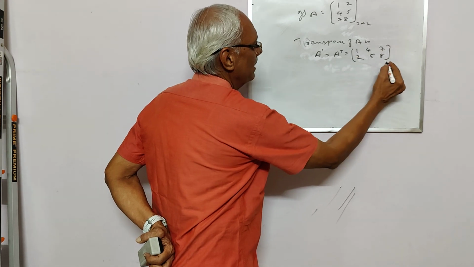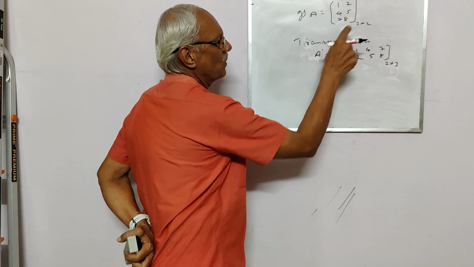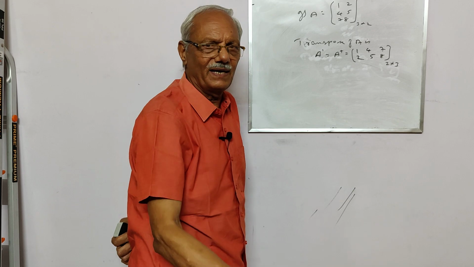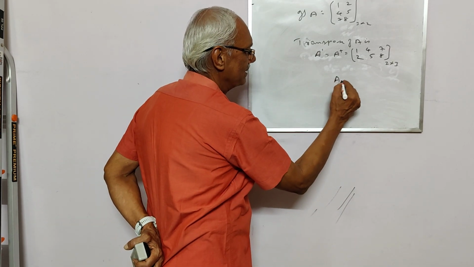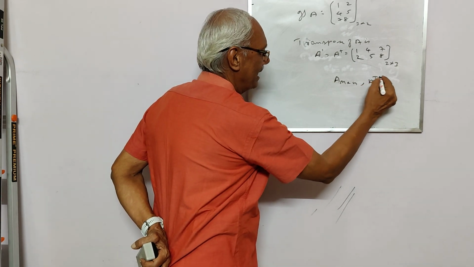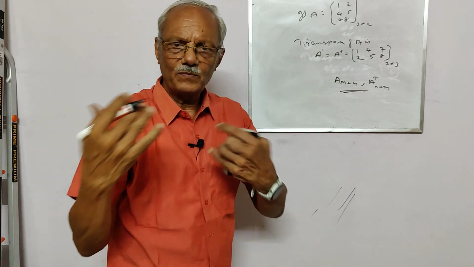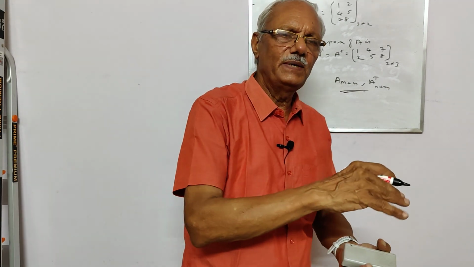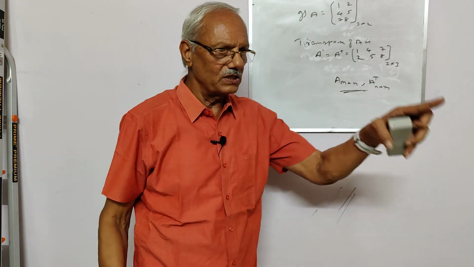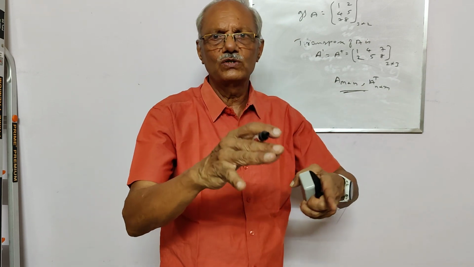Now what do you find here? This is a 2 cross 3. So if it is a 3 cross 2 matrix, the transpose will be a 2 cross 3 matrix. If A is an M cross N matrix, then A transpose will be an N cross M matrix. Change rows to columns and columns to rows, so M rows and N columns become N rows and M columns.